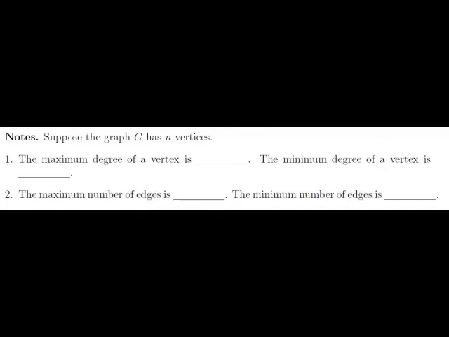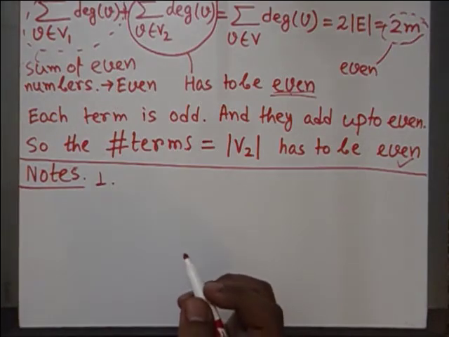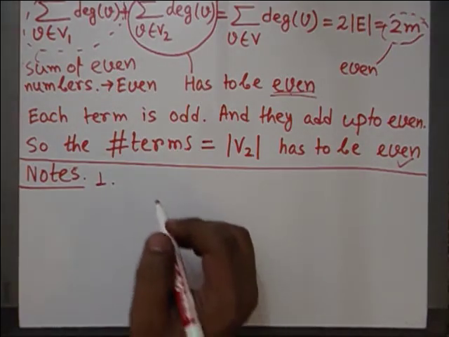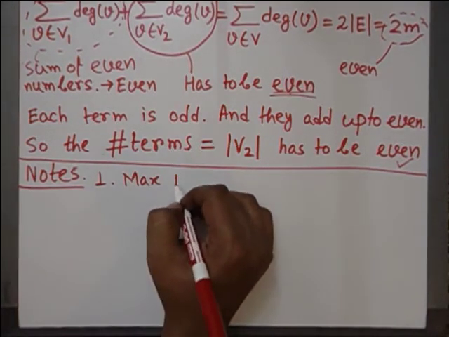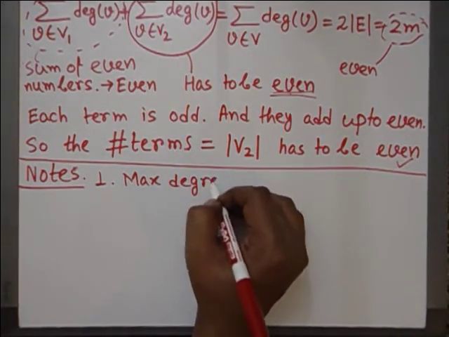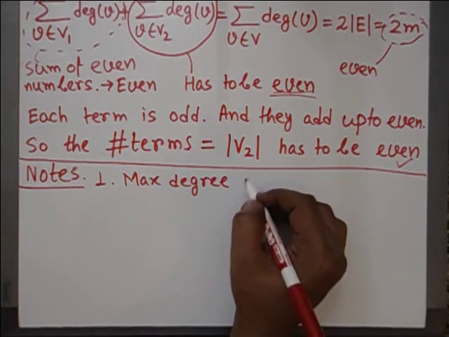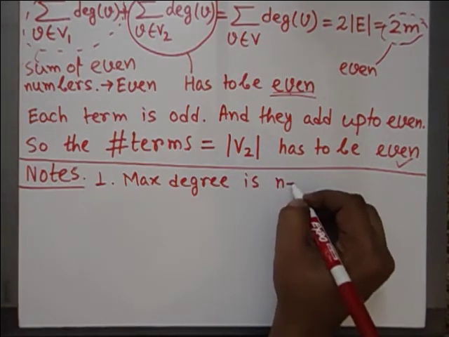So the last one, some comments, some notes about the maximum and minimum degree and number of edges for a given graph with n vertices. So if a graph G has n vertices, then the max degree is n minus 1.